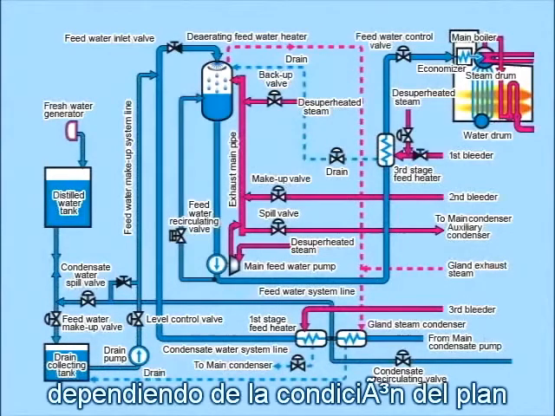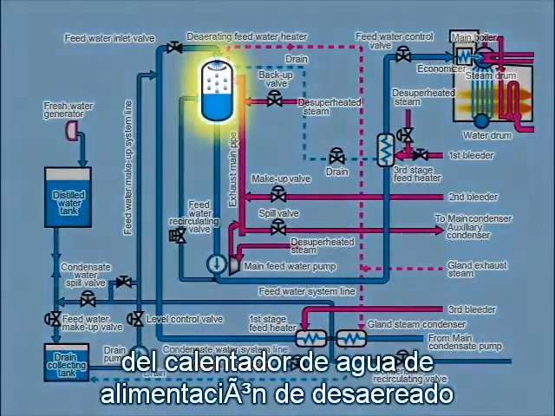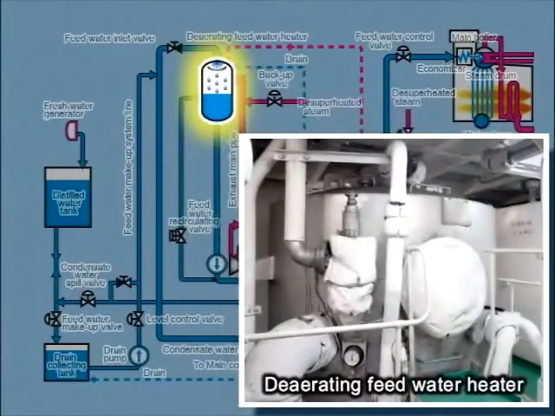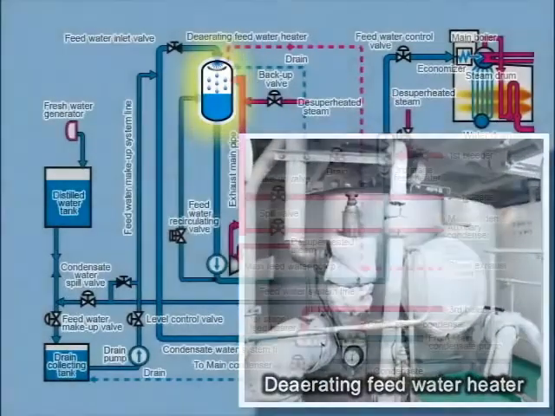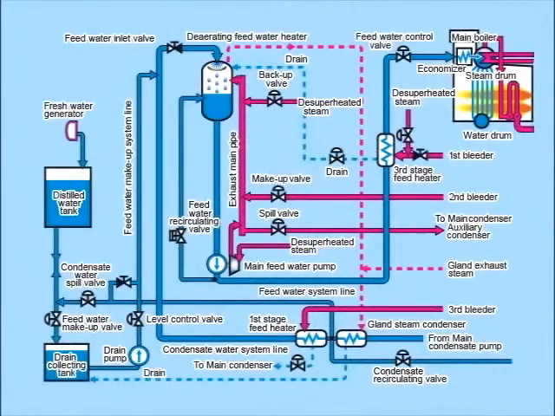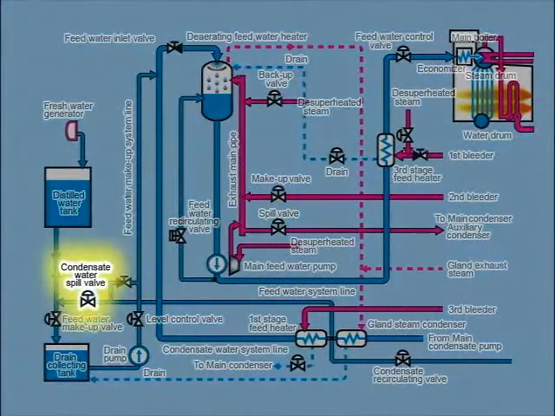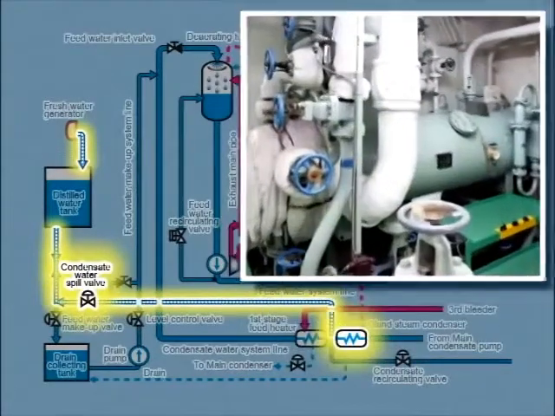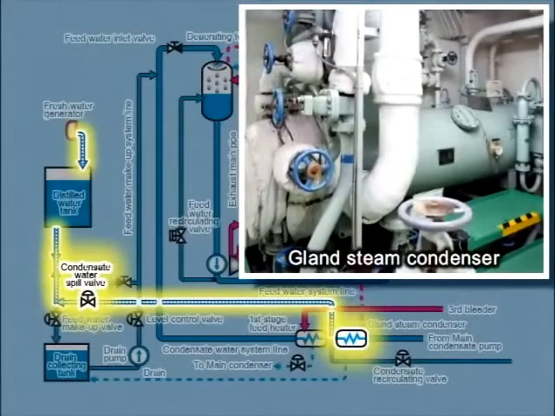Depending on plant condition, the water storage tank level of the deaerating feed water heater may also rise. In such an event, the condensate water spill valve opens to allow some of the condensate water that has come out of the gland condenser to escape into the distilled water tank.